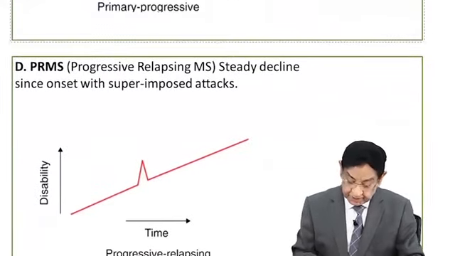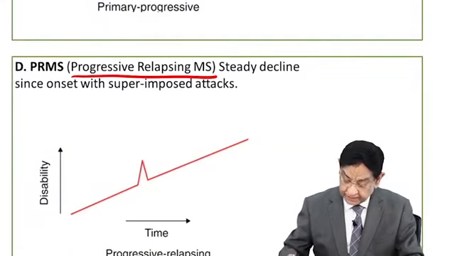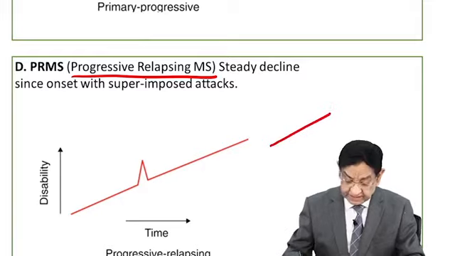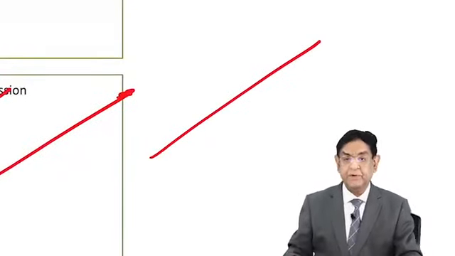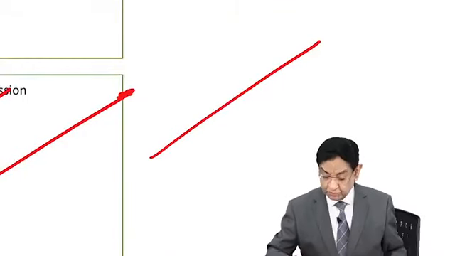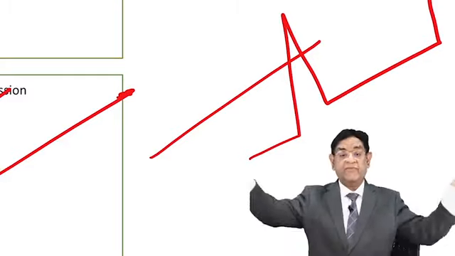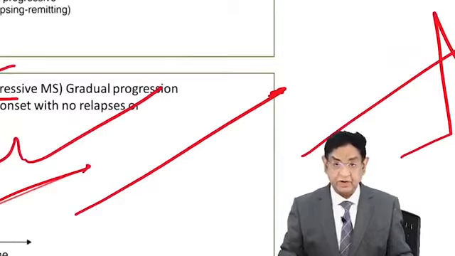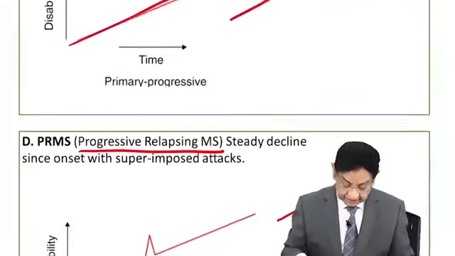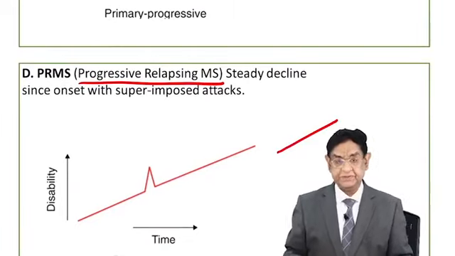Fourth one, progressive relapsing MS. That means it is just like this one. This one is primary progressive, but here, primary progressive also, suddenly it has got a further flare up. This is what we call progressive relapsing, PRMS.